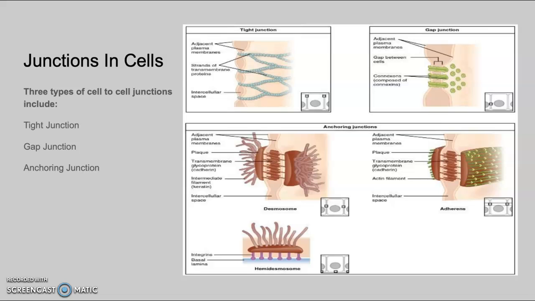Changing subjects just a little bit, we have the junctions in the cell. They are broken into three different types: tight junction, gap junction, and anchoring junction. As you can see on the right, it gives a little bit more information about each one.